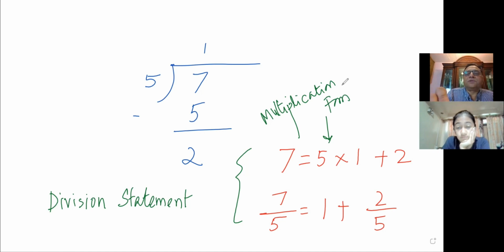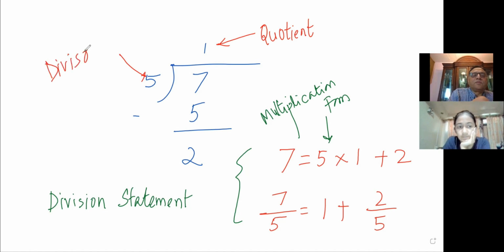Now we have some terms here. Let's give names, the technical names to all these terms. So what is this called? Quotient. And here? Divisor. The number 7 itself? Dividend. And what remains is the? Remainder.